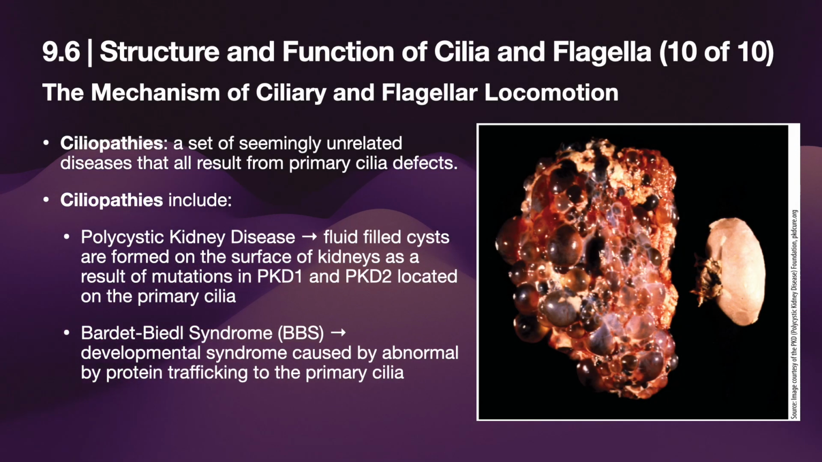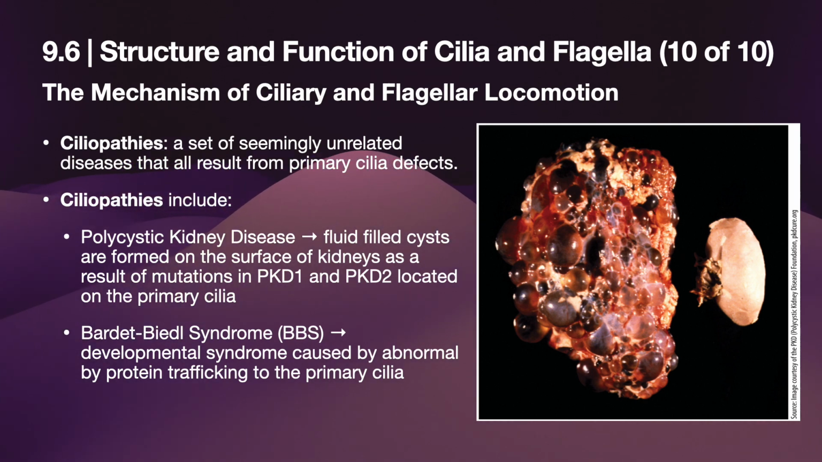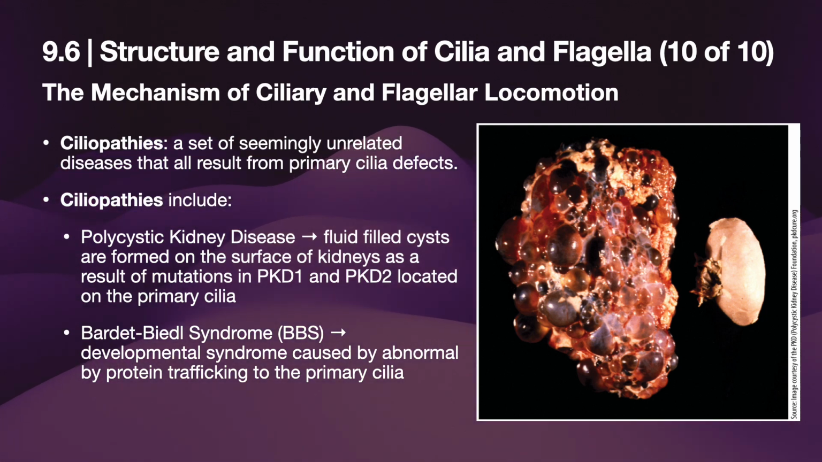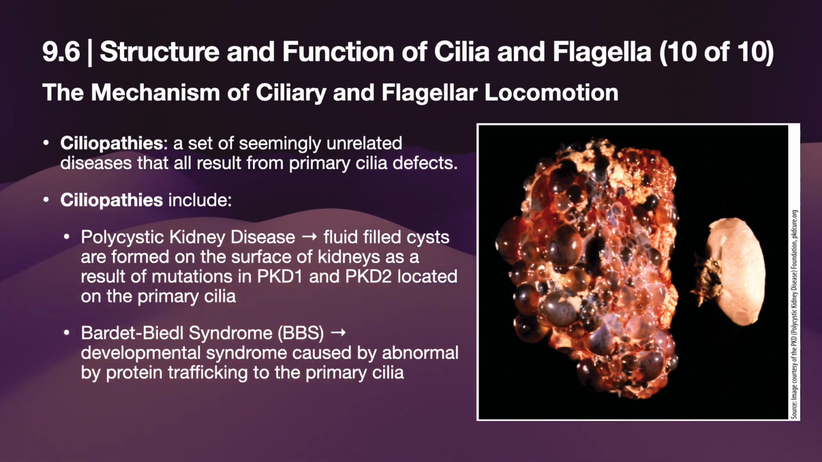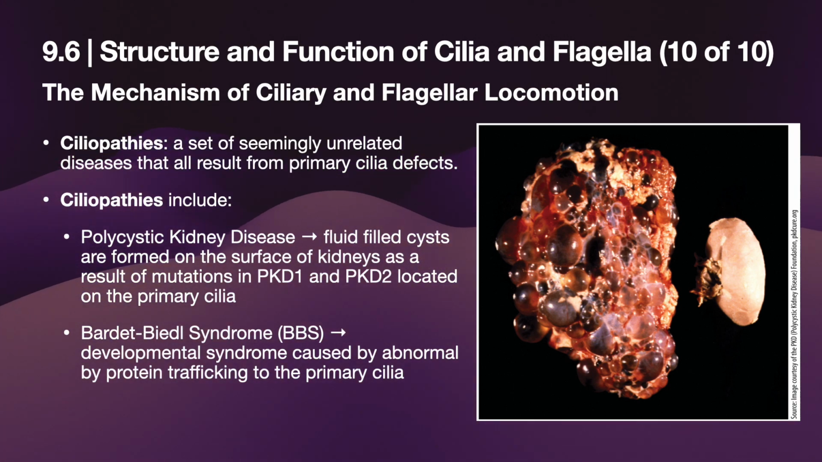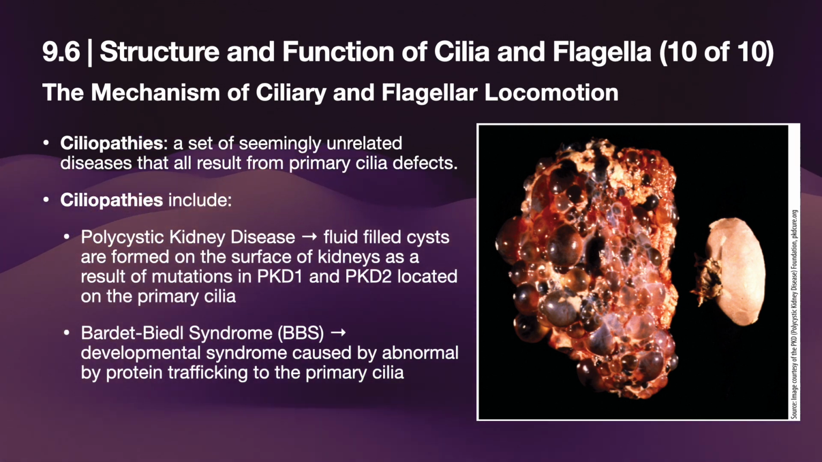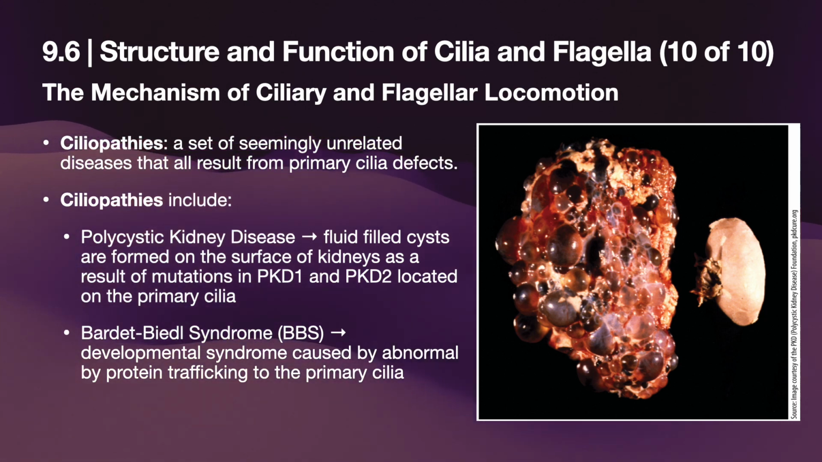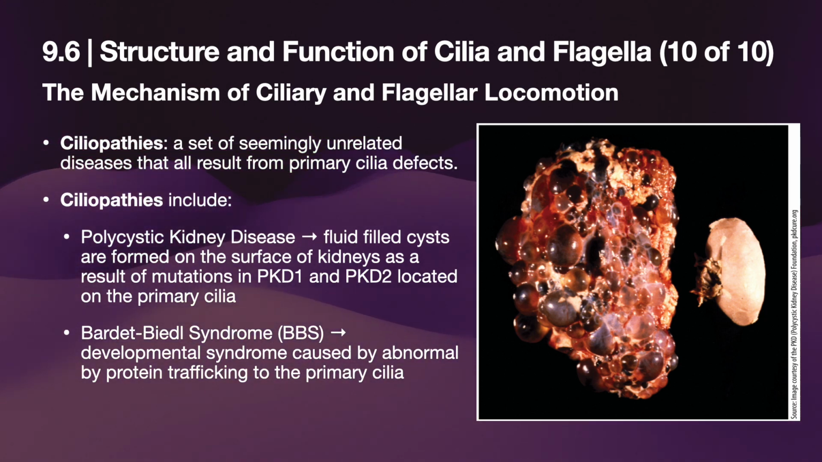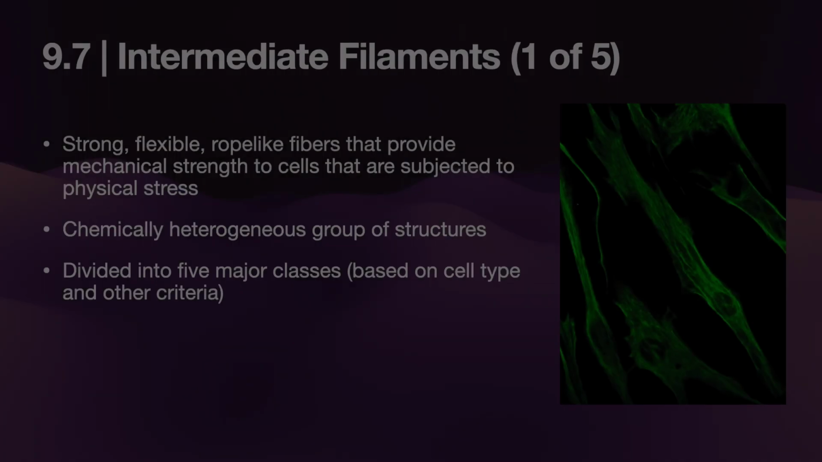And this is some extra information about the structure of the cilia and flagella. There are what we call ciliopathies, a set of seemingly unrelated diseases that all result from primary cilia defects. These include polycystic kidney disease, which involves fluid-filled cysts formed on the surface of your kidneys as a result of mutations of PKD1 and PKD2 located on the primary cilia. Bardet-Biedl syndrome, or BBS, is a developmental syndrome caused by abnormal protein trafficking to the primary cilia.